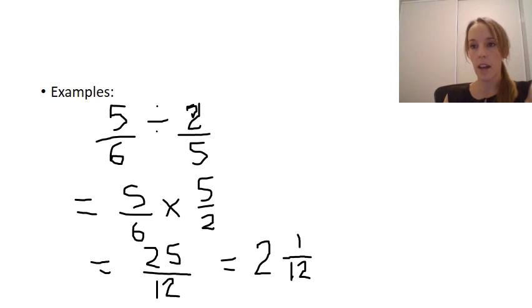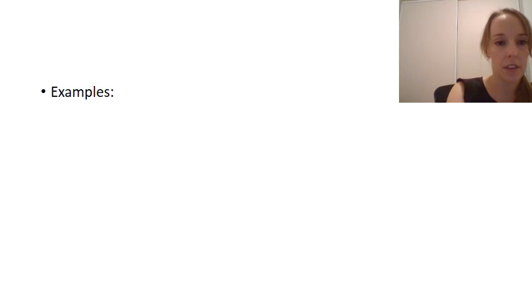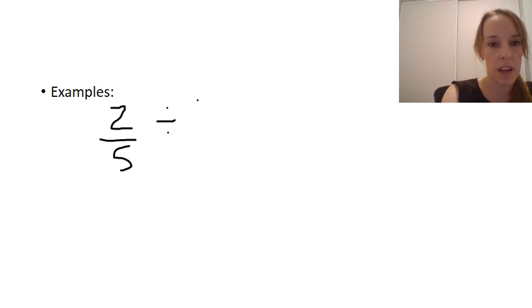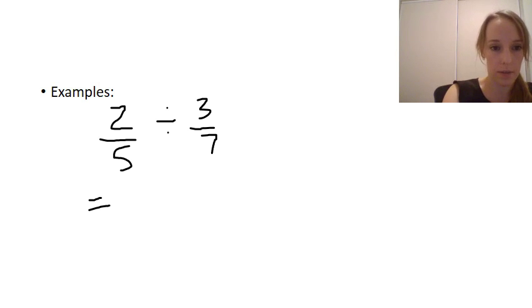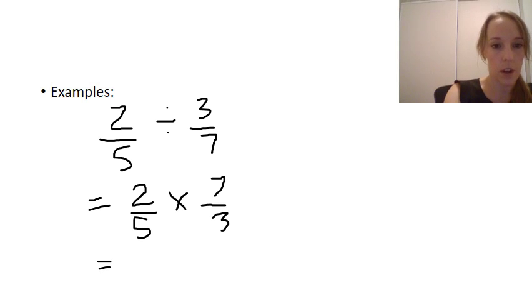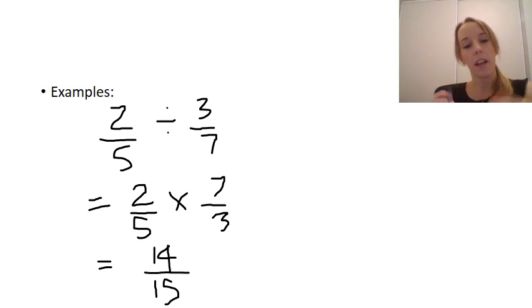There we go. Another example, I'll just clear the screen and we can do another example. 2/5 divided by 3/7. Okay, so the first thing we do is turn our division sign into a multiplication sign and turn our 3/7 into its reciprocal fraction. So that becomes 2/5 multiplied by 7/3. So 2 times 7 is 14. 5 times 3 is 15. So that's 14/15. And we can't actually simplify that further, so we just leave that answer as is.